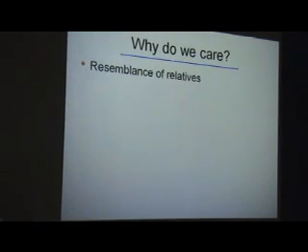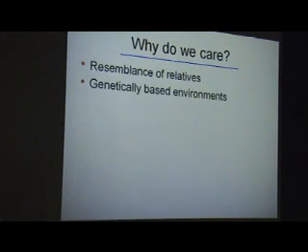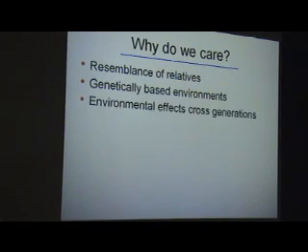So why do we care about maternal effects? Early on, people cared because of their influence on resemblance of relatives. And really, that was because people were worried about them as a nuisance factor. That is, they influence how siblings resemble each other, or parents and offspring resemble each other, but they do so in a way that classic quantitative geneticists hoped would go away somehow, or that we could get rid of because we weren't interested in it. But of course, they have a genetic basis. You can think of them as genetically based environments.